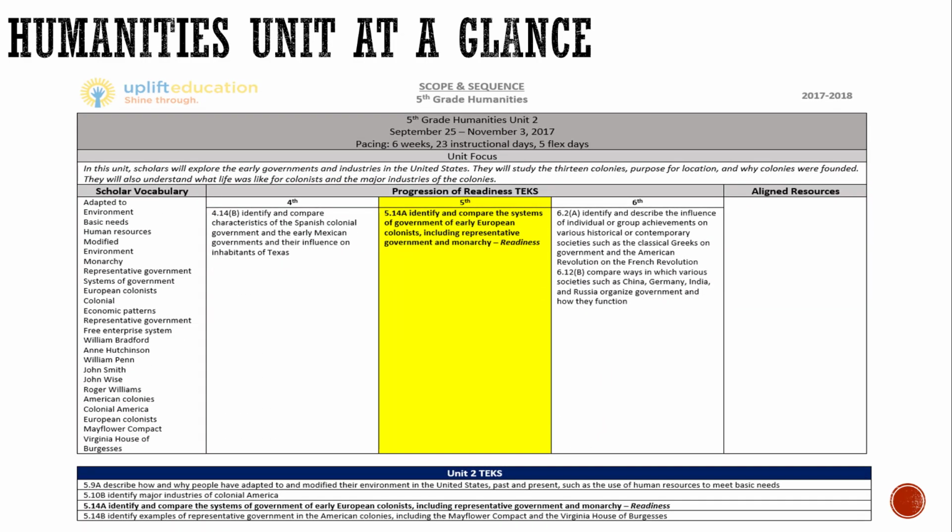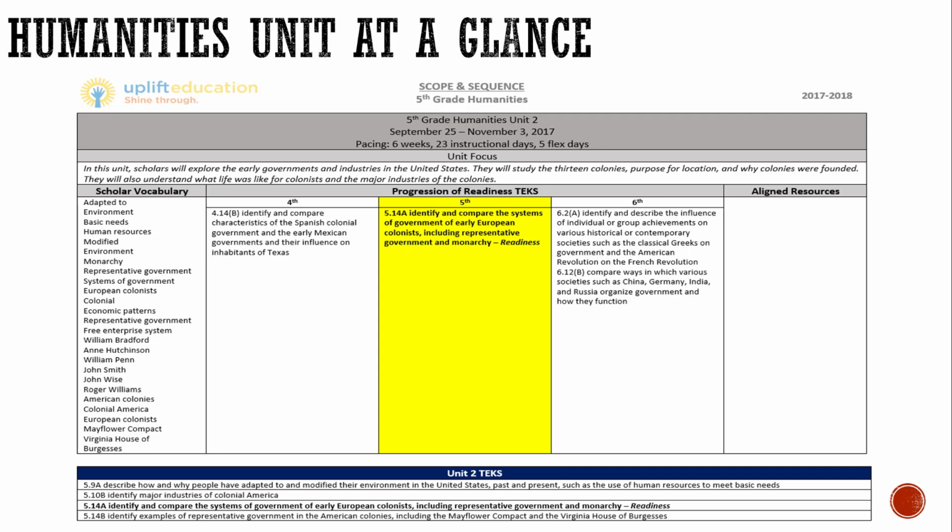The next page of the scope and sequence details our progression of readiness TEKS once again, and we are focusing mainly on 5.14A, which deals with the governmental systems of the early colonial period. Our supporting TEKS also deal with how people adapt their environment to suit their needs, the major industries of colonial America, and identifying examples of representative government in the colonies.